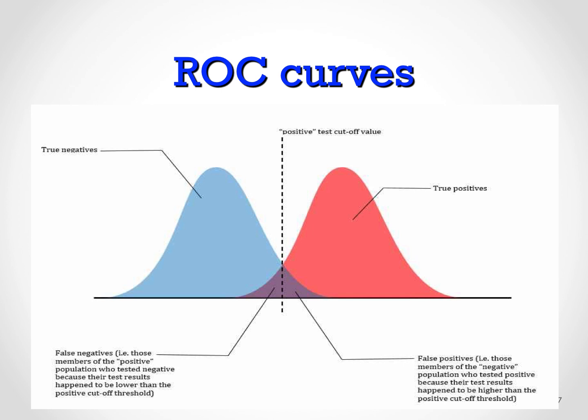If we move that line to the left, we'd have a really sensitive test that picked up everyone with the disease, but then we'd increase the number of false positives. Alternatively, if we move that line to the right, we'd then have a really specific test, but we'd get a lot of false negatives and miss some of the people who had the disease.